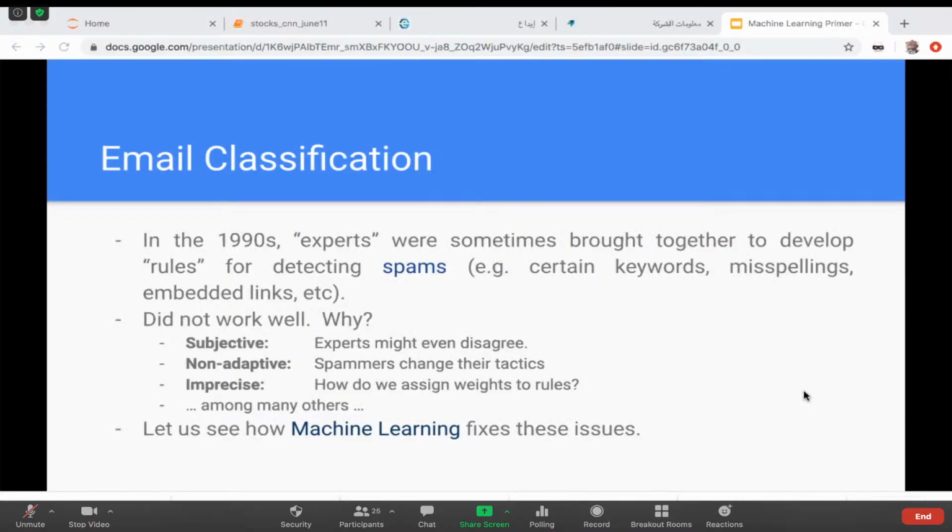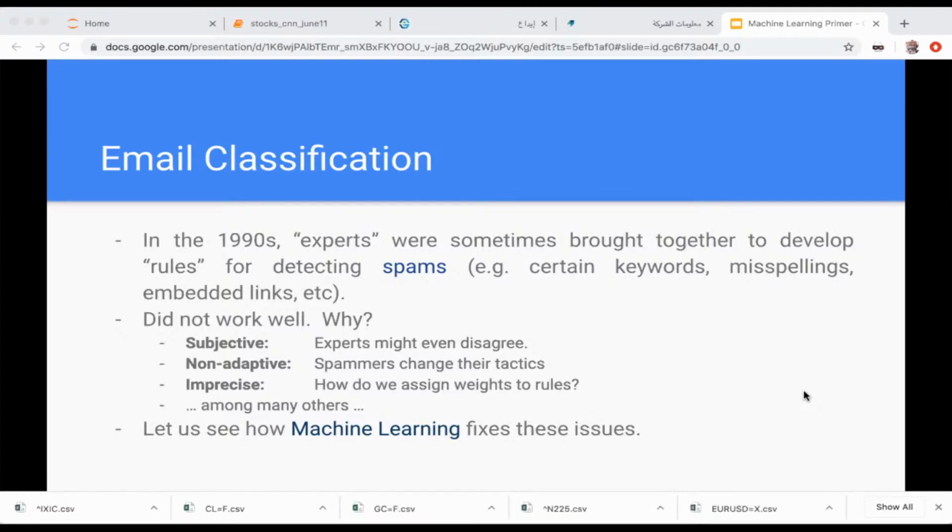There are at least 3 reasons, and I'm sure you can think of more. So first, the approach is very subjective. It is based on the opinions of experts who might even disagree. And second, it is a fixed approach. It is non-adaptive, whereas spammers are known to change their tactics regularly. So this approach could not adapt easily. And third, it is imprecise. For example, it does not give us a meaningful way of assigning weight to rules. How do we know which rule is more important than the other? So now let's see how machine learning fixes these issues.